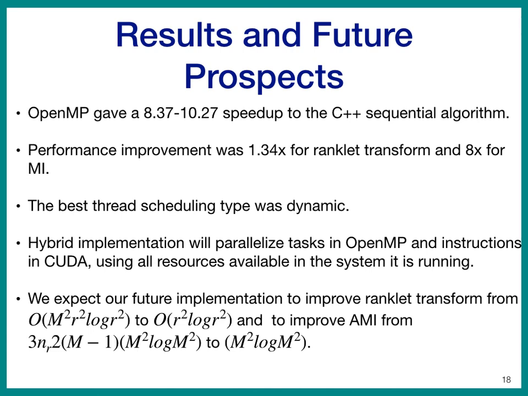Considering an m times m sized image, we can optimistically expect our future implementation to improve the Ranklet transform by a factor of m squared, and the AMI by a factor of 6 times the number of resolutions times m. So that's all there is to this work so far.